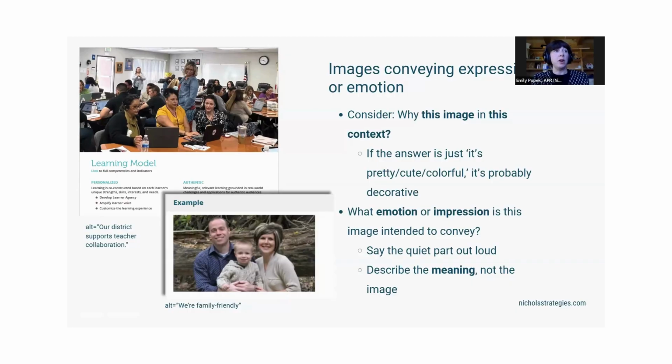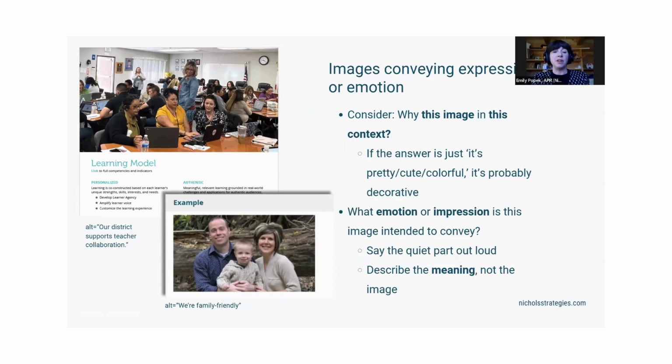At the top of the screen is one example. This is from a document that was prepared for a district that I worked with. I didn't select this image, but given the context of this document where we're talking about the district's learning model, we're talking about co-constructing meaning, collaboration, I could imagine that the impression this image is trying to convey is something like our district supports teacher collaboration.